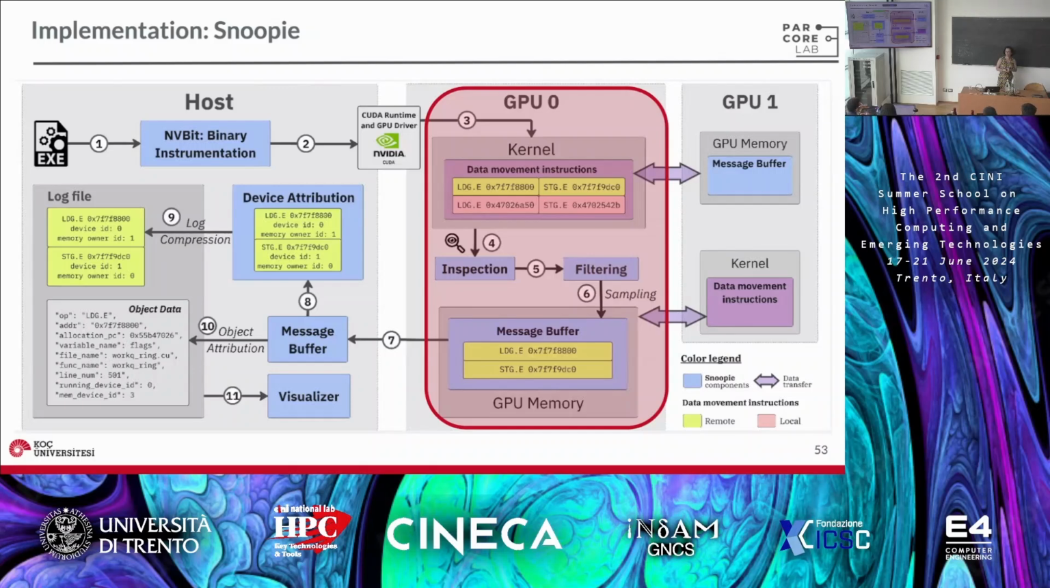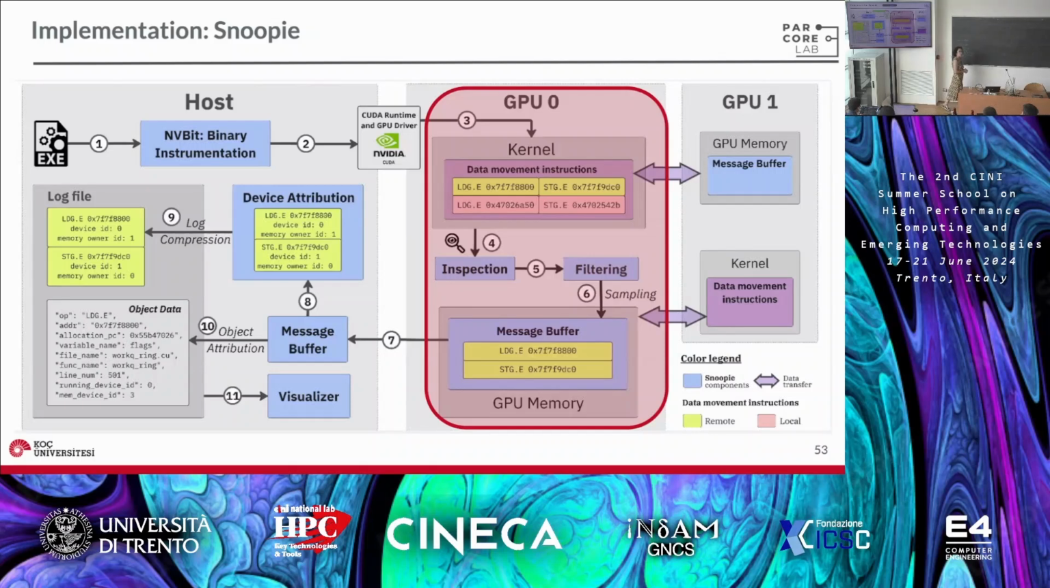We can reduce our overhead to 2-3x, but maybe, I don't know. And so we gather these in a message buffer, and then when the message buffer reaches some threshold, we send it to the host for post processing. On the host side, we do this device attribution.